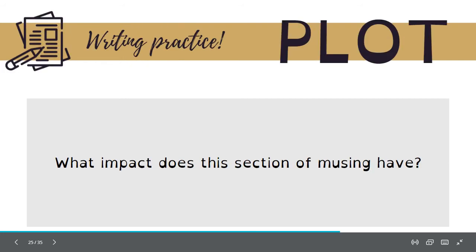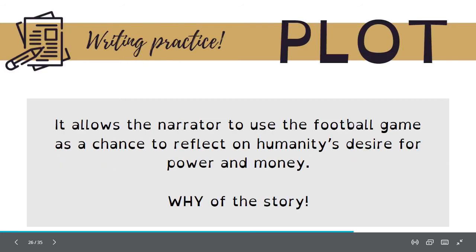What impact does this section of musing have? It allows the narrator to use the football game as a chance to reflect on humanity's desire for power and money. This is really the why of the story. This is why the football game is important. That analogy is at the center of it all.